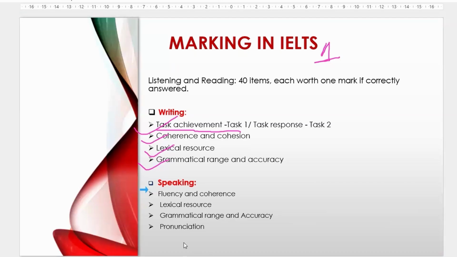What about grammatical range and accuracy? Use a wide range of grammatical structures. Try to use some passive voice, modal auxiliary verbs, tenses, passive voice with double auxiliary verbs, or imperative sentences to make your speaking more fascinating or attractive. Let's move further.